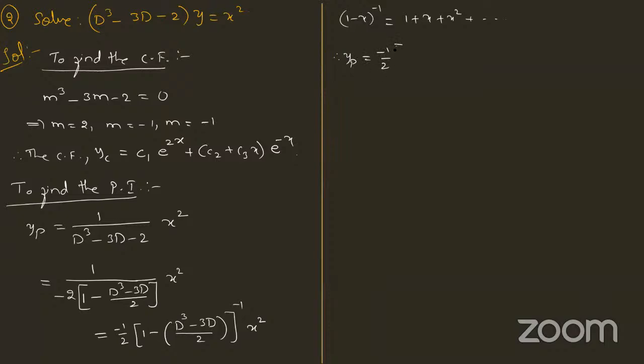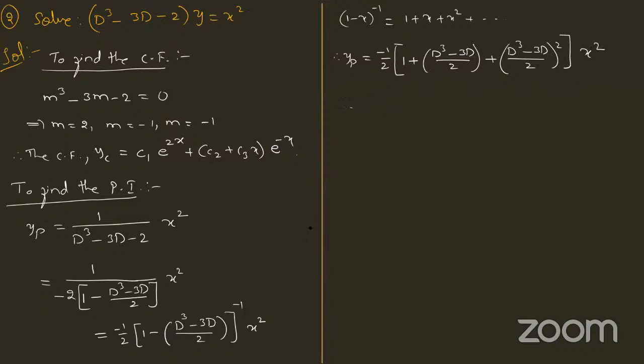Now, therefore, our particular integral is yp equals minus 1 by 2, I'm writing that as it is, then it's like 1 minus x whole to the power of minus 1. Means x here is this function in brackets, (d cube minus 3d) by 2. So I'm just substituting everything here. It is 1, first of all, plus (d cube minus 3d) by 2, then plus, I'm taking the square of this, (d cube minus 3d) by 2 whole square, and so on, right? Other things are not necessary to write. So you can just stop here and operate these things on x square.